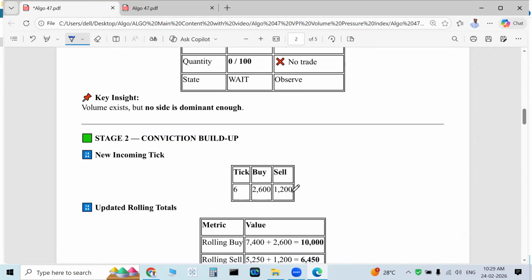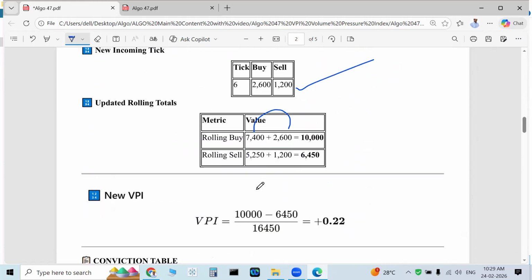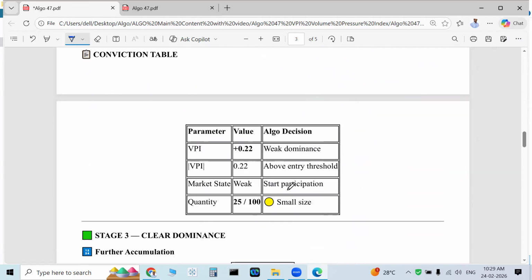Now suppose the next price comes in the market, the sixth price, which is added to the previous ones, and we get the new VPI. Now the new VPI suggests, okay, it's a weak dominance, but you can trade for a small quantity for sure because it's greater than 0.20.